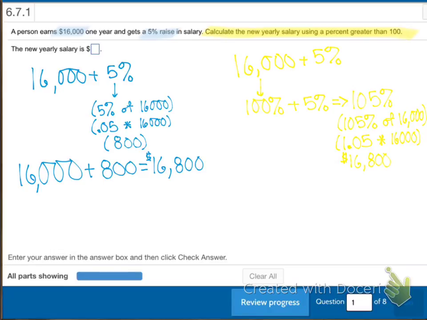So 1.05 times 16,000 gives me 16,800. You get to the same place no matter how you break this up. So we'll have several problems like this throughout the video. You have that opportunity to choose how you want to solve it. All right. Notice that that is 105%, so it's a percent greater than 100. I've met the requirements of the problem. I will not ask you to do it one specific way. You'll have the choice. All right.